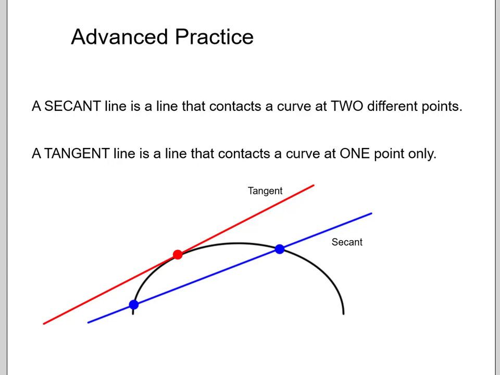Okay, a little advanced practice just to clarify a few things. I said the word tangent already, so we should define a little bit more what that is. A tangent is a line that contacts a curve at one point and one point only. A secant is a line that contacts a curve at least 2 points, usually just 2 points is all we're interested in. So tangent 1 point, secant 2 points.